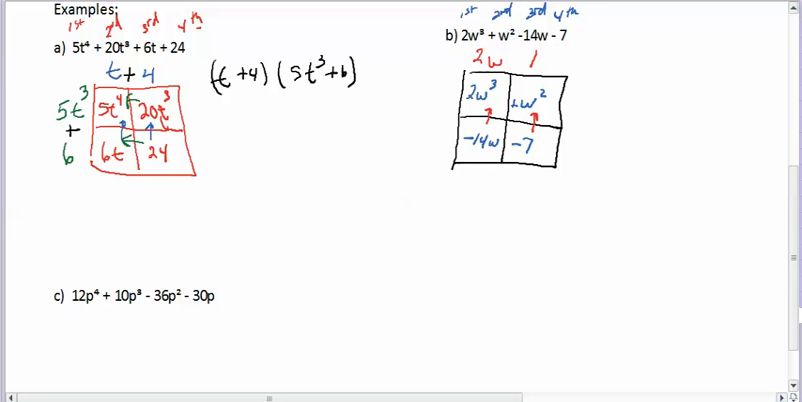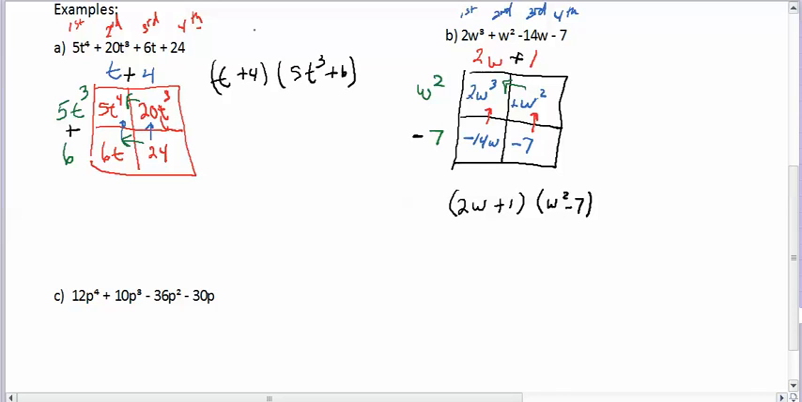Then I'm going to go in this direction. What do they have in common? Well, this has 2 w's, that has 3 w's, so they both have w to the second in common, no number, and these two both have a 7. The sign again will come from this: this is a positive, and the sign here makes that a negative. So now I have 2w plus 1, w squared minus 7. Okay, so that's that one.